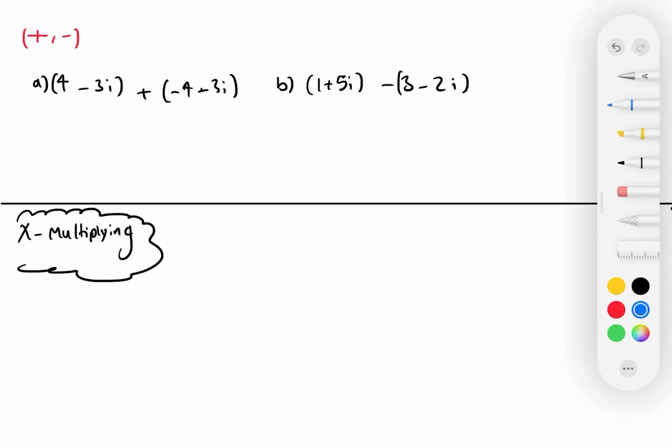Hello and welcome back. Today we're going to take a look at the addition and subtraction of complex numbers and their multiplication of certain different forms. First, let's start with their addition and subtraction.